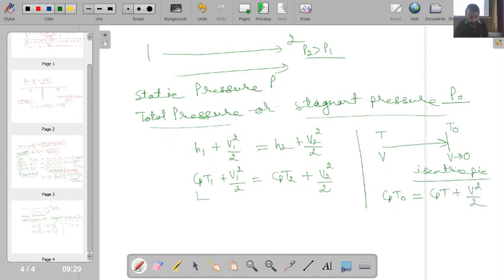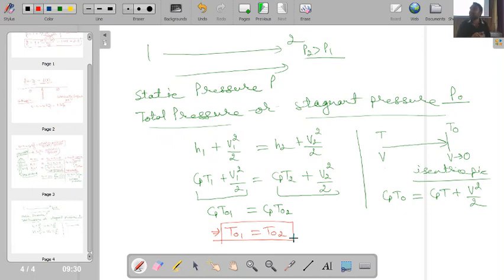So I can say this first term is Cp times T naught 1, the stagnation temperature corresponding to situation 1, and this second term is Cp times T naught 2, the stagnation temperature corresponding to situation 2. For a calorically perfect gas, Cp I can cancel out, and ultimately I will get T naught 1 equal to T naught 2. Another interesting fact: stagnation temperature is not changing, and this is very true. Why? Because we are not adding any heat, we are not removing any heat.